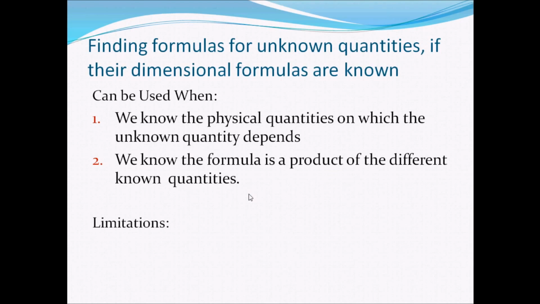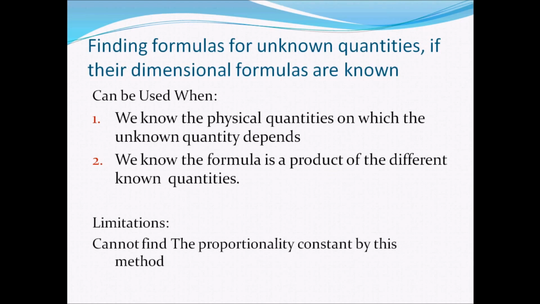So the limitation of this method is we cannot find the proportionality constant by this method ever. Right? We need to find out from other ways, experiments maybe, what the proportionality constant is, but we can still find the relation, and that was pretty remarkable.